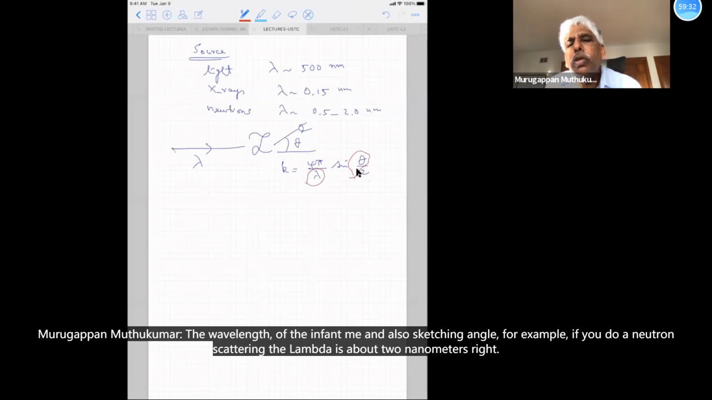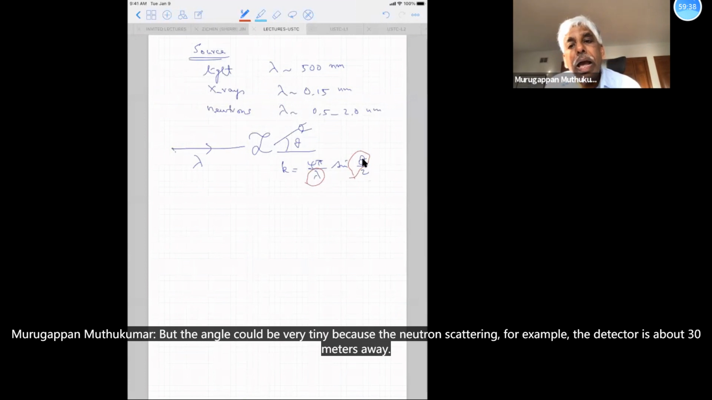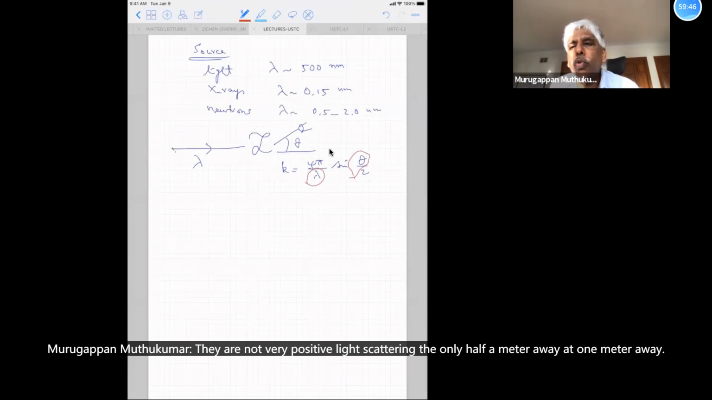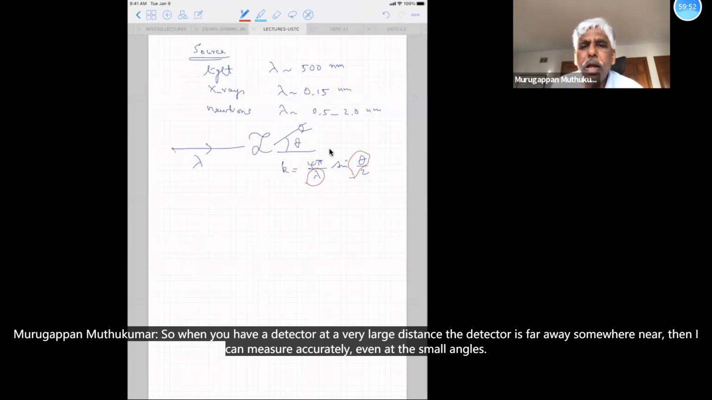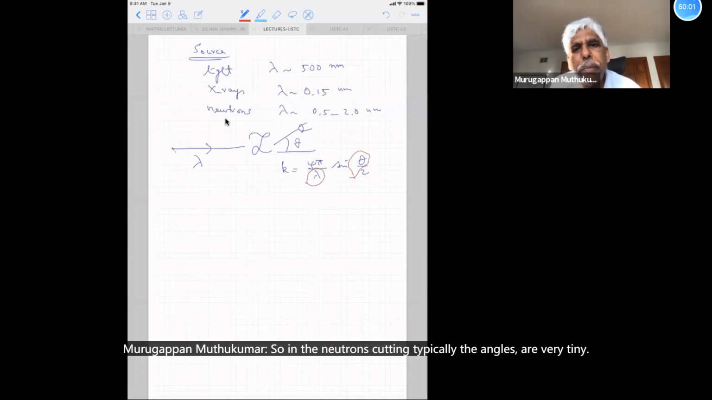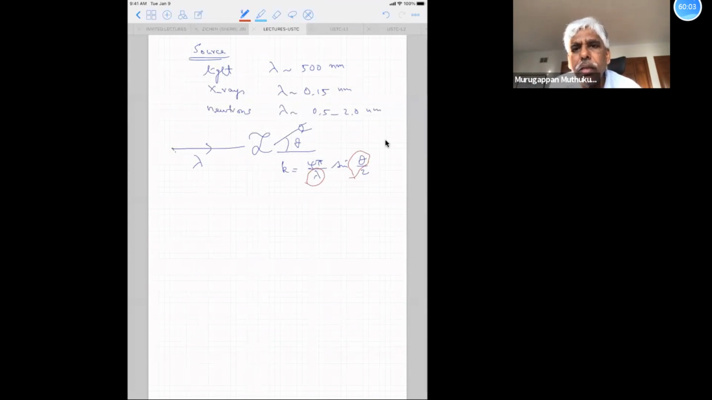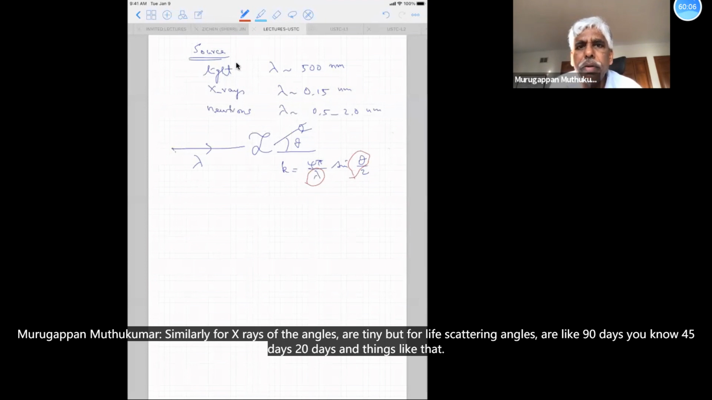For example, if you do neutron scattering, the lambda is about 2 nanometers, but the angle could be very tiny because, for example, the detector is about 30 meters away. They are not very close. In light scattering, it's only half a meter or 1 meter away. So when you have a detector at a very large distance, I can measure accurately even with small angles. So in neutron scattering, typically the angles are very tiny. Similarly, for X-rays, the angles are tiny. But for light scattering, angles are like 90 degrees, 45 degrees, 20 degrees, and things like that.